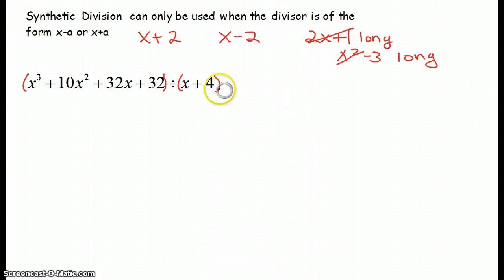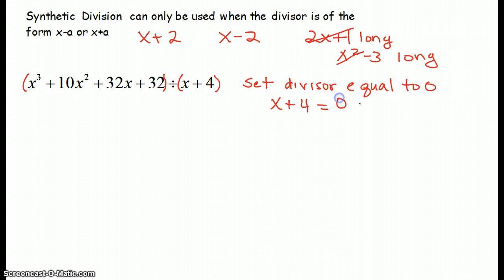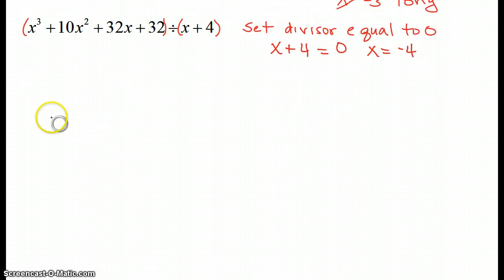So the first thing you do is you set your divisor equal to 0. So on this problem, I'm going to set x plus 4 equal to 0, so x equals negative 4. So for the first step of synthetic division, you're going to put a little box like this, and you put the 0. So in this case, I'm going to put negative 4.